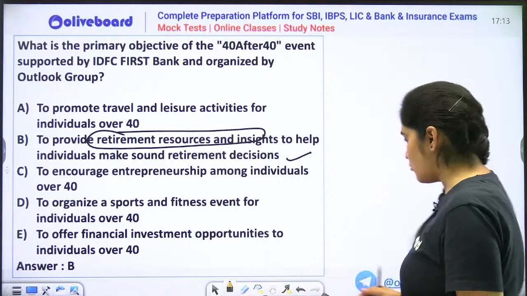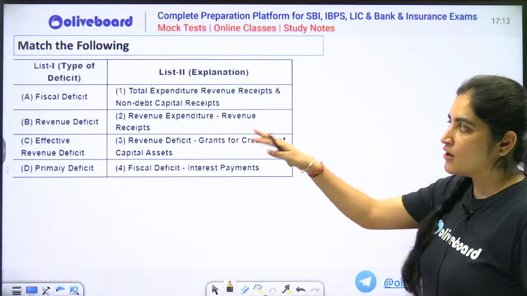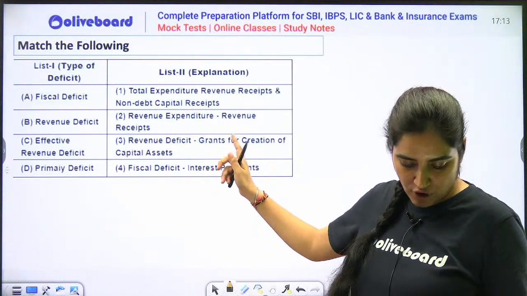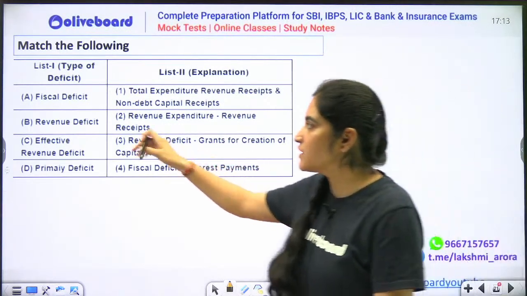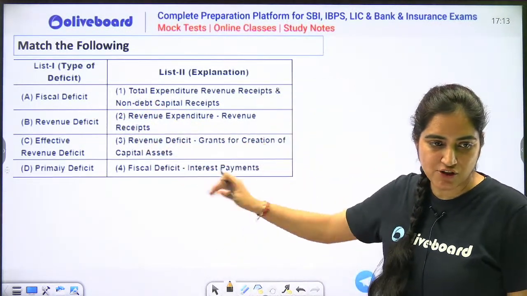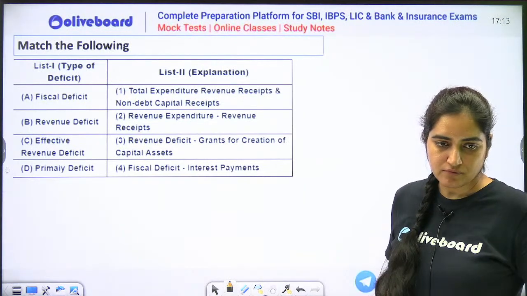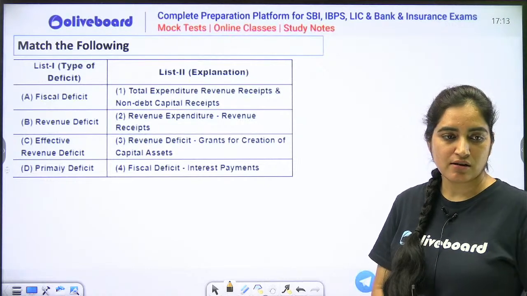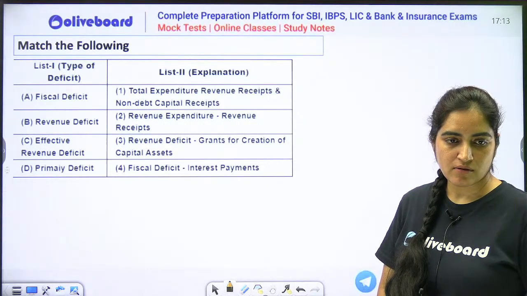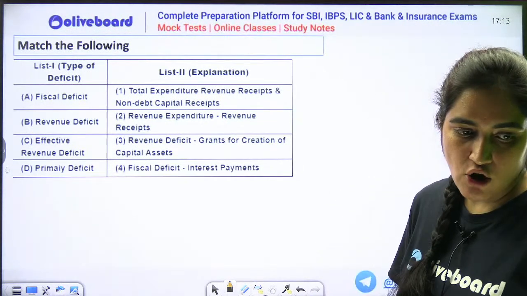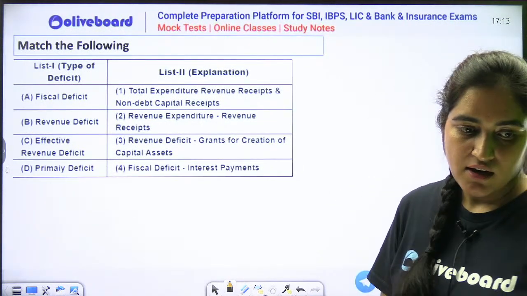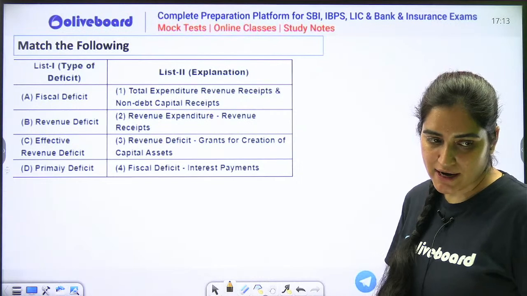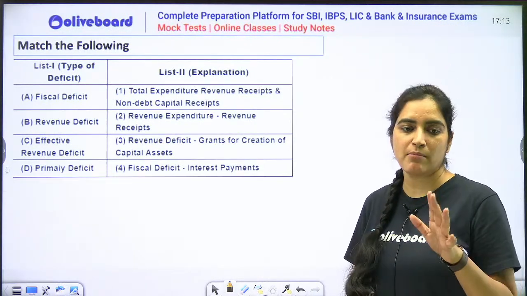Okay, moving ahead. Match the following with their appropriate meanings. Look over here, let's focus. Fiscal deficit: what is fiscal deficit? You need to match. Fiscal deficit is total expenditure. Silver economy includes all those economic activities which are designed to meet the needs of people over 50. Yes, Aditya, you are right. It is to meet the needs of the people who are above 50 years of age.